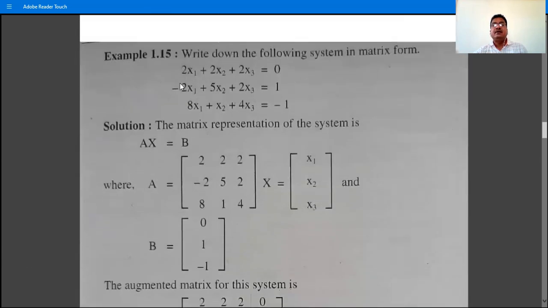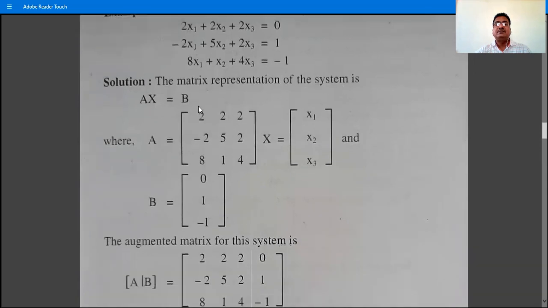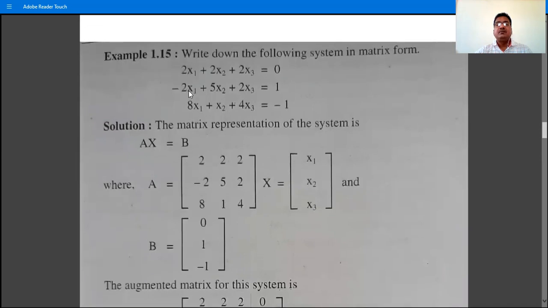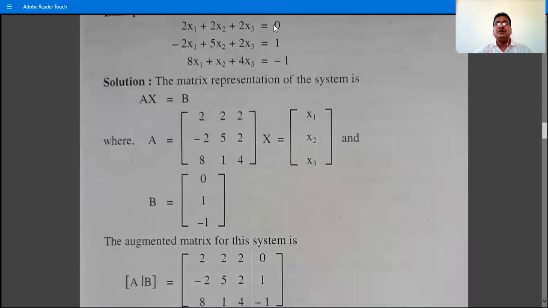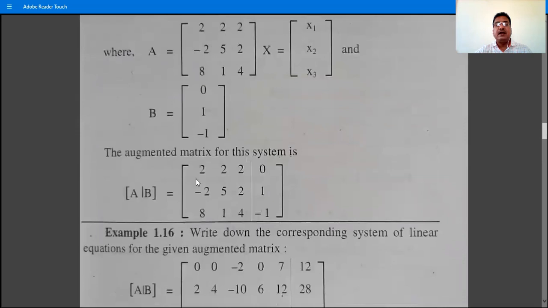So for the examples, first write down the system in matrix form. This is the system, obviously a non-homogeneous system. We can write the system in matrix form as AX = B. What is A? A is 2, 2, 2, minus 2, 5, 2, 8, 1, 4. And capital X is what? X1, X2, X3. The notation for unknowns is x1, x2, x3, x4, or x, y, z, w. The matrix of constants is the column matrix 0, 1, minus 1, and the augmented matrix is this combination of A and B. So this is the augmented matrix [A|B].